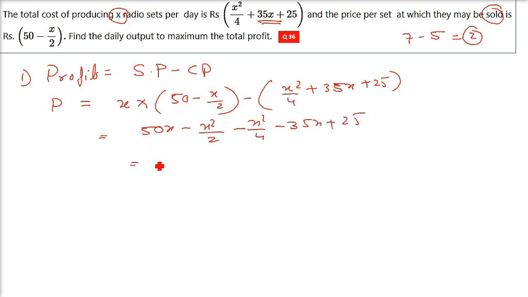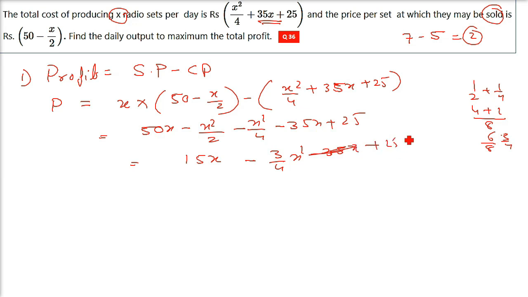When you add all these, it's simply 50X minus 35X, which is 15X. Then X square is going to be 1 by 2 plus 1 by 4. It's going to give you 6 by 8, that is 3 by 4. So you have 3 by 4 X square, and then you have 25. Just write 25 here. This is your profit.